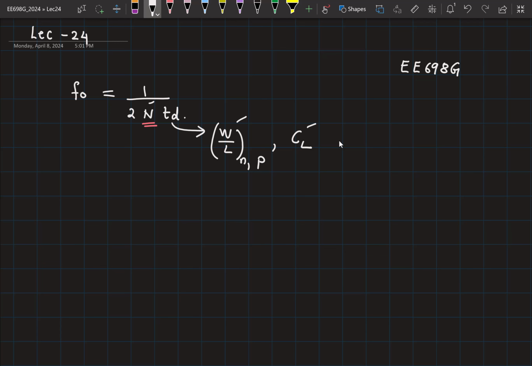Therefore, we begin with a reasonable starting point as our ring oscillator, and from there, using some simulation results and some theory, we'll proceed to our final oscillator, right? So how did we begin? What was our starting point?